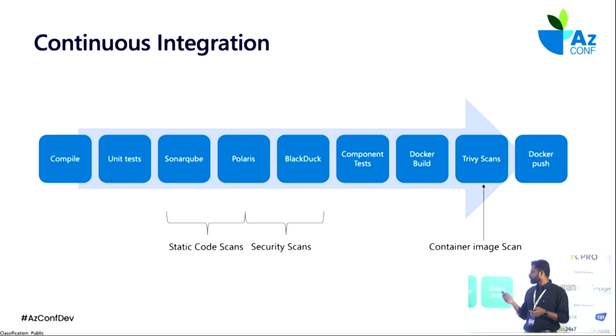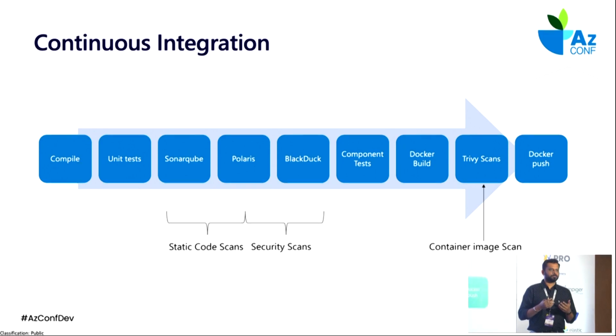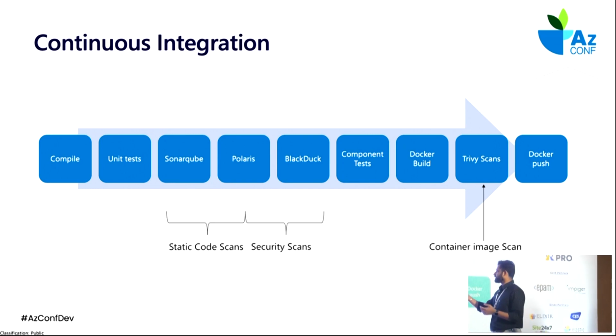And then Black Duck is more of a software composition analysis tool. So for example, if you are using .NET, you might refer a lot of NuGet packages. If you are using a Java Spring Boot-based application, you might refer a lot of jars in your application, right, as part of your Maven dependencies. So what if some of those dependencies have any vulnerabilities? Maybe you are clean with your code. That's where Polaris would say. But what if the dependencies have any vulnerabilities in them, right? So how do you identify it? That's where these scans would help.